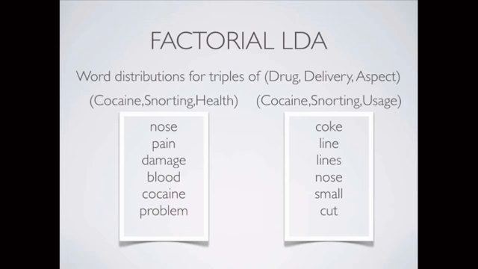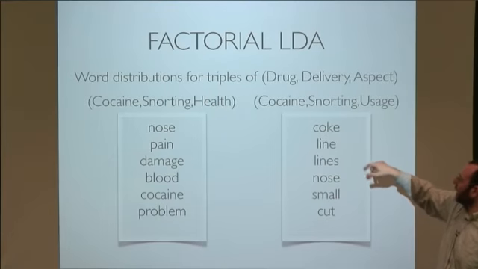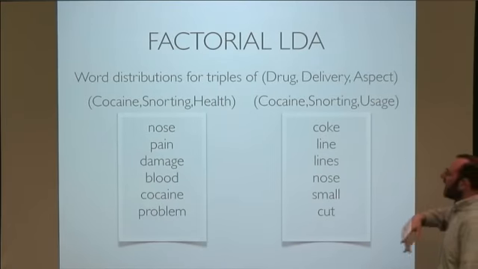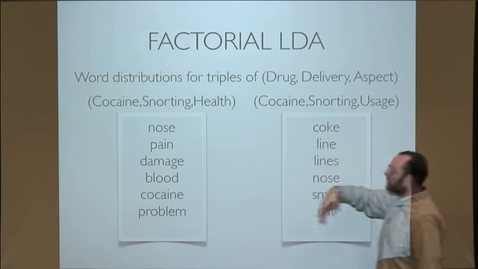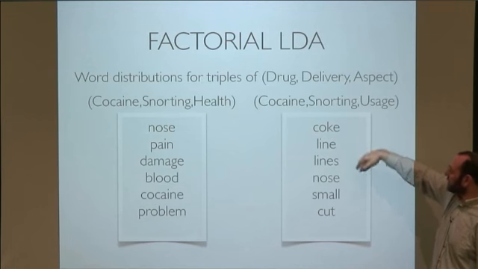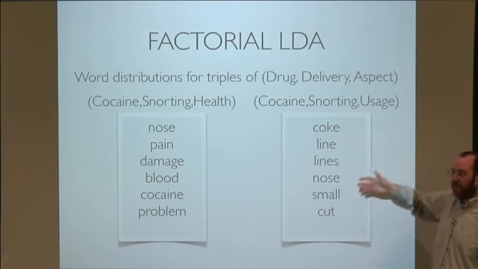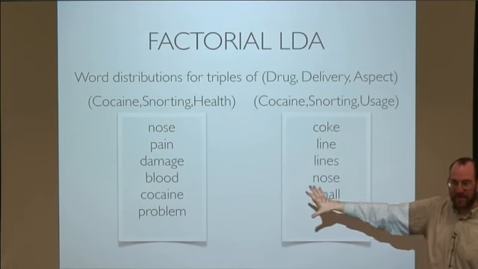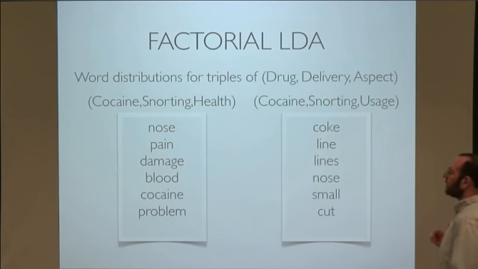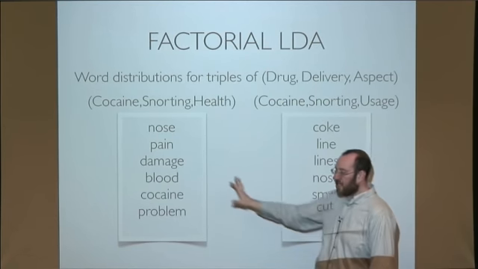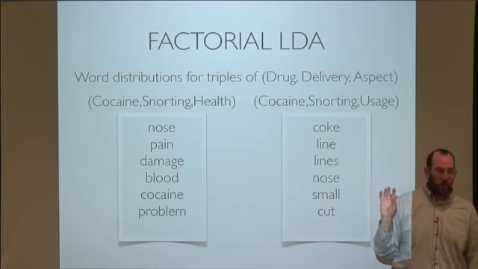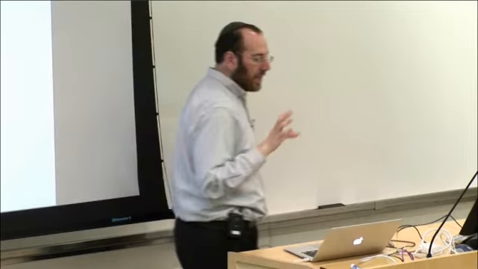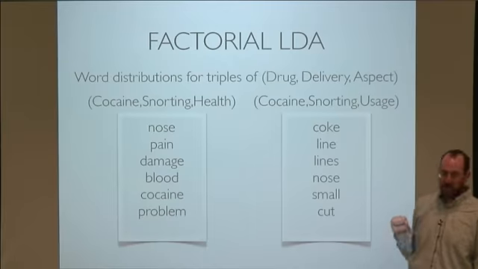The way Factorial LDA does this, I mentioned it captures these tuples. Here are some examples of what it learned for 2 tuples: cocaine snorting health and cocaine snorting usage. You can see in the health one you have things like nose, blood, so nosebleeds, whereas in the usage one, coke, lines, cut. Even if you don't know anything about cocaine, this should make sense to you. And critically, what the model is saying is that this word list and this word list should be similar in that they're both talking about cocaine and snorting. The difference should only be in the influence of health versus usage.